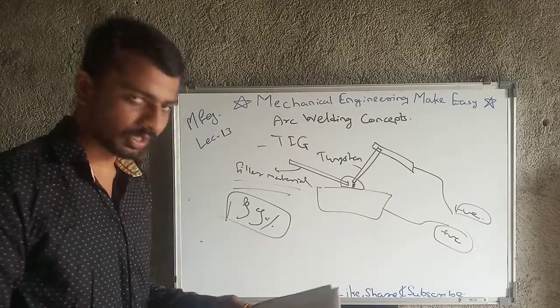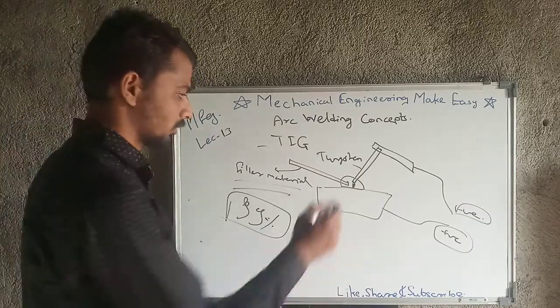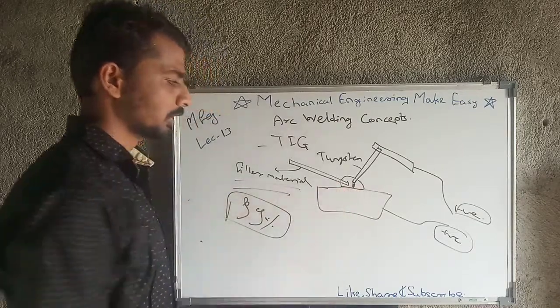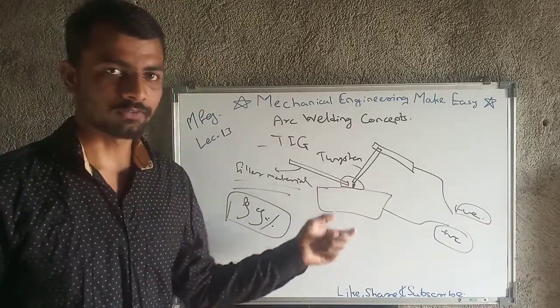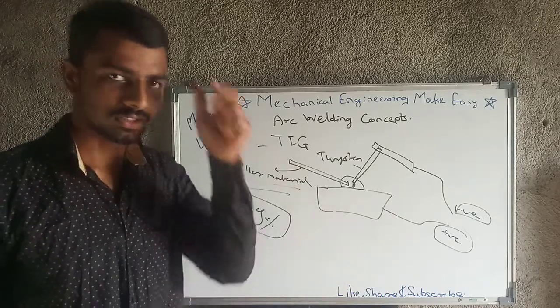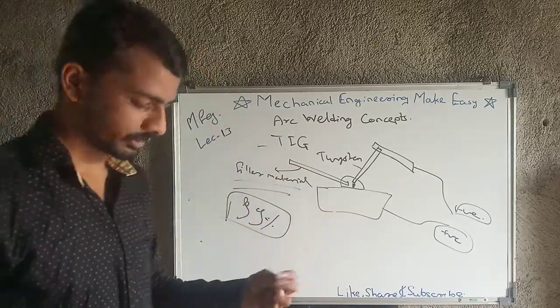Okay, then no flux is used. What is the purpose of flux? Again, to provide shielding, flux is used. The flux will be converted into slag after welding. So we are not using flux here, and that is another advantage.